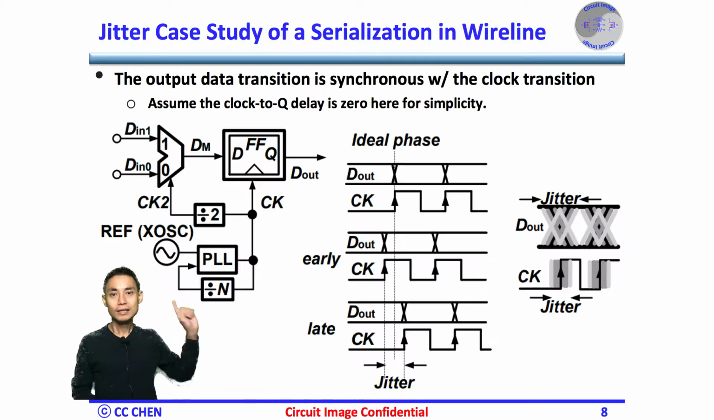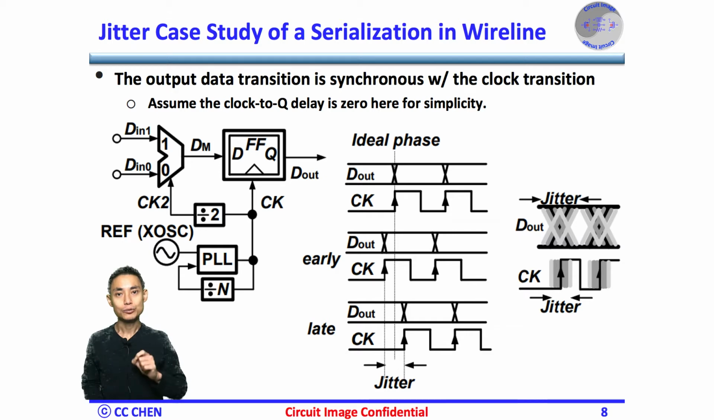Let's take the jitter image as a case study and see how the PLL's jitter would have an impact on the serialization operation. First, assume the clock-to-Q delay of the flip-flop is 0 for simplicity. Then, the output data D-out's transition time will align with a clock CK's rising edge in the ideal phase position. If the clock phase is not static all the time, the clock phase would be sometimes earlier or sometimes later than the ideal phase.